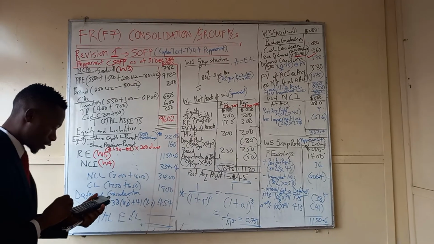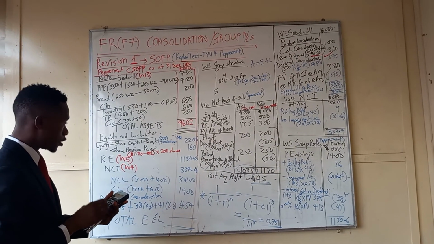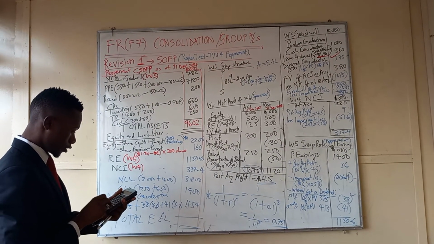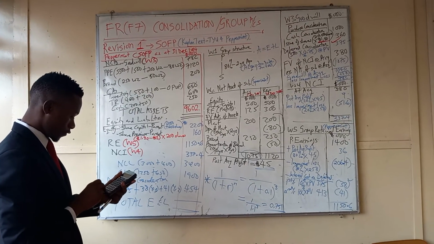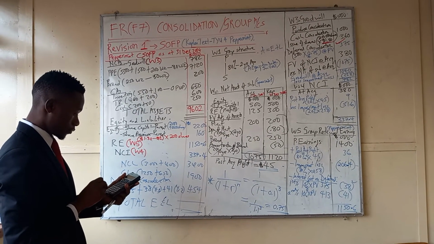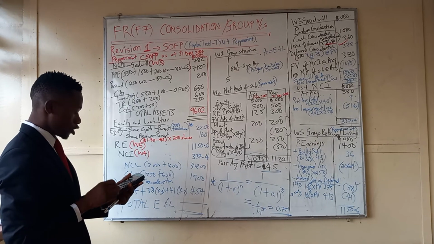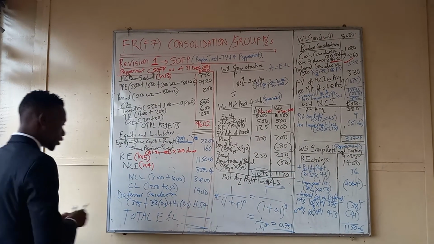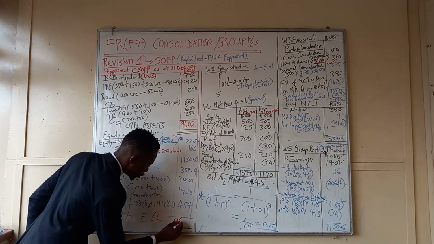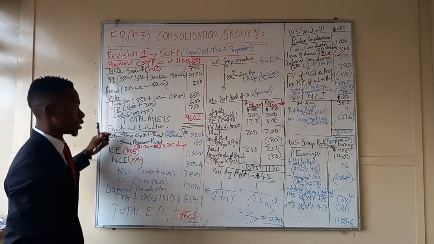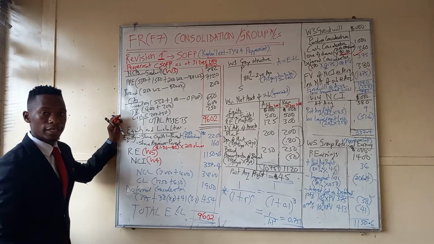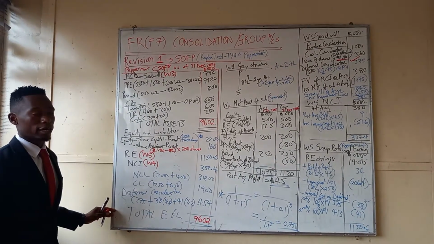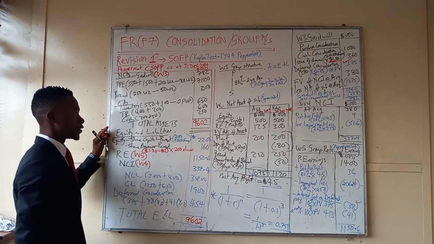Let me do the number crunching. 1150.6, 337.4 plus 3.4 plus 1.9. You sum up all these amounts, you get something like 9602. This agrees. The left hand side equals the right hand side. So that's it.